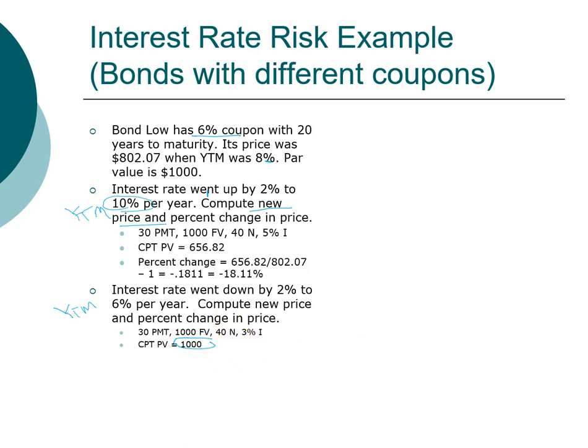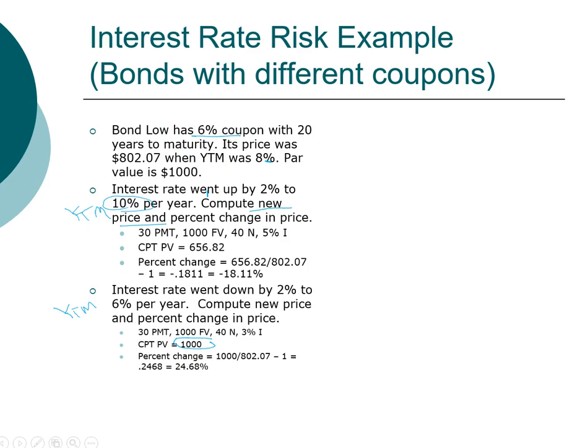And the percentage change in price, you can compute the same way. It went from $802.07 to $1,000. So it went up by 20.68%. So this is a low coupon bond.